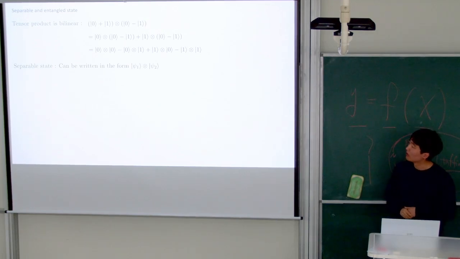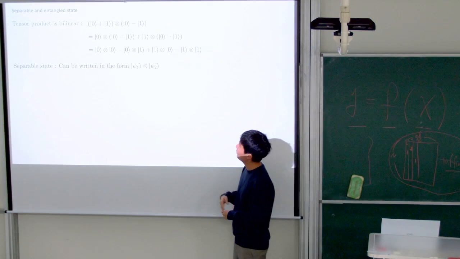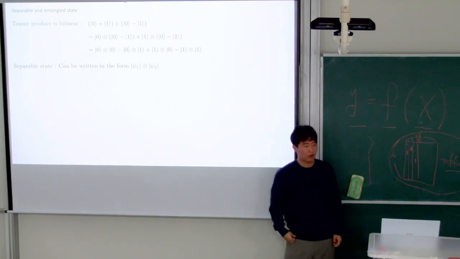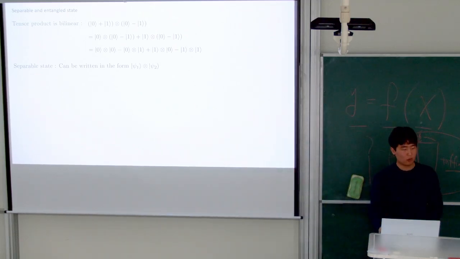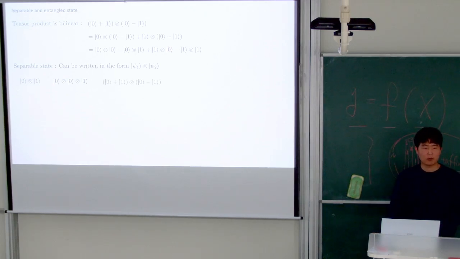Now, a separable state means that a quantum state, or a qubit, can be decomposed by the tensor product of other smaller ones. For instance, it can be like this or this. These are all separable states. This is just the definition.